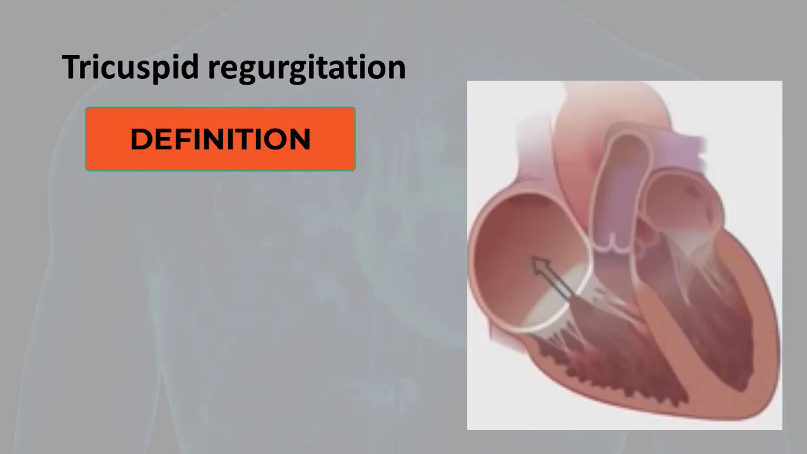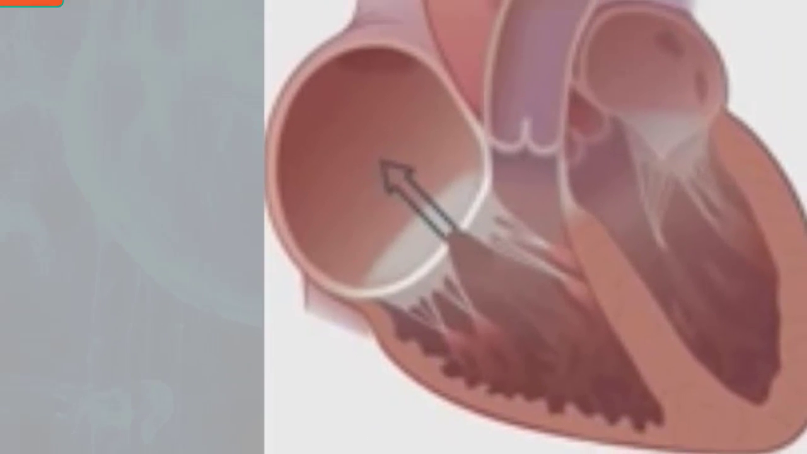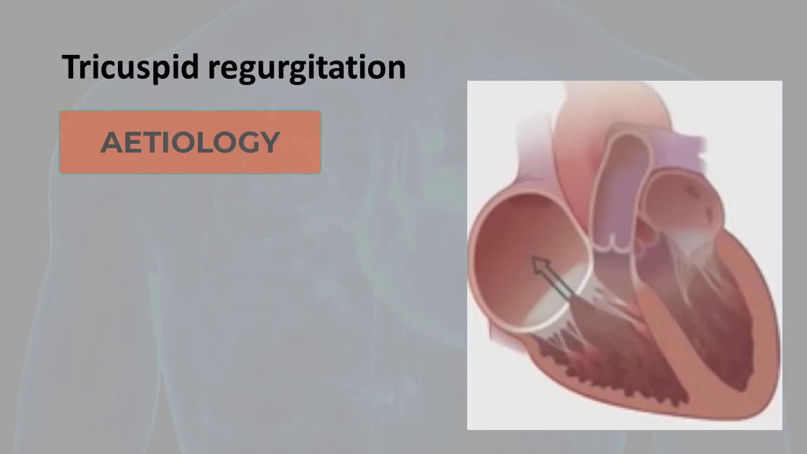As we already know, the tricuspid valve is present between right atrium and right ventricle. In tricuspid regurgitation, the valve does not close properly, leading to backward flow of blood from right ventricle into right atrium during systole. Tricuspid regurgitation is a relatively common abnormality. A small degree of tricuspid regurgitation is present in approximately 70% of normal adults.